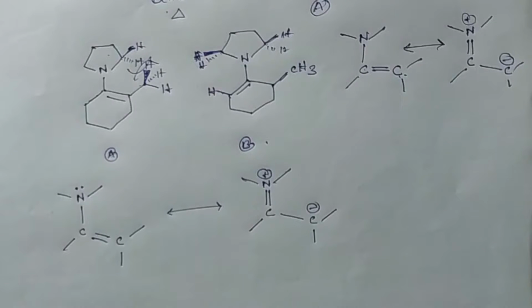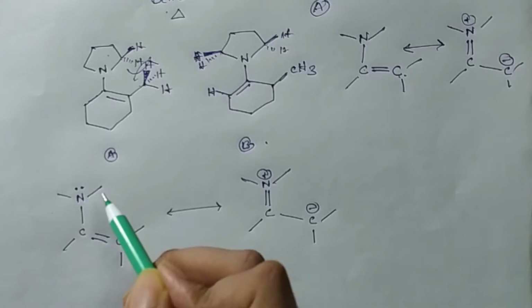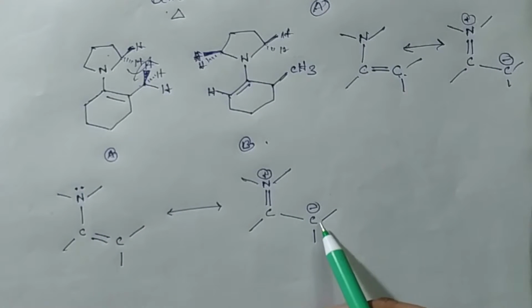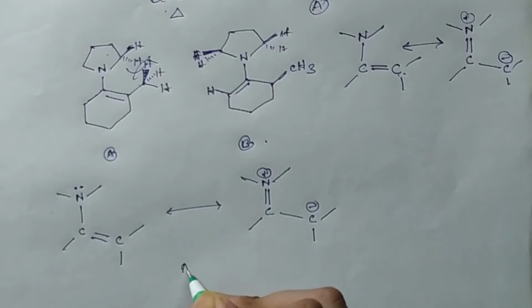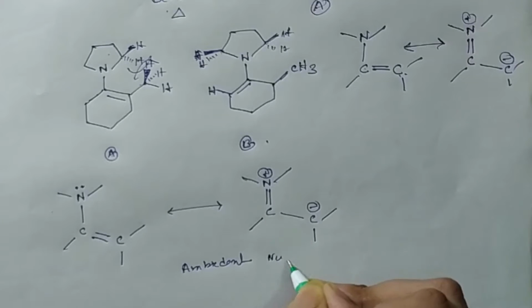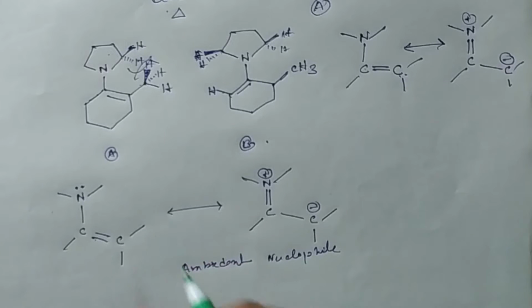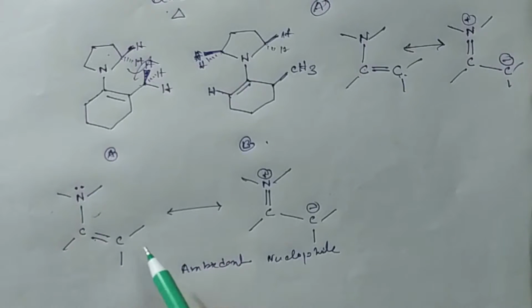So what you can observe is that the enamine can act as an ambident nucleophile. This nitrogen has a lone pair which can act as a nucleophile. Or again, in another resonating structure, this carbon has a negative charge upon it, so it can also act as a nucleophile. So this enamine acts as an ambident nucleophile. This is a C double bond C. So if this lone pair comes here, this gets the negative charge. Carbon has some nucleophilicity in it, and nitrogen also has some nucleophilicity.